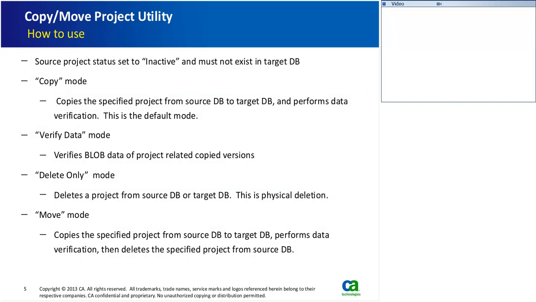Basically, the first step is that you have to set your status to be inactive, right, to avoid any further update or further change on that existing project in the source database. But it also must not exist in the target database. Okay, so that's the criteria for you to use it at the beginning, and then we support the so-called copy mode. You typically want to copy over and then perform your validation before you let everybody use it.